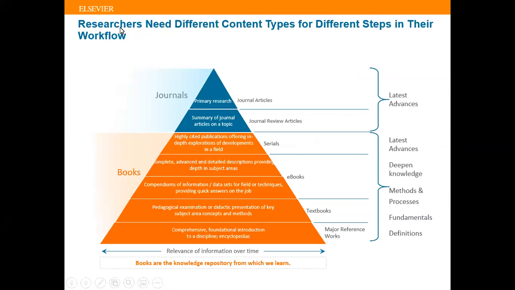In ScienceDirect, you can use it to search for both journals and book content, because researchers actually need different content types for different steps in their workflow. Normally, during the early stage of the research, they will refer to book content to find out about the fundamentals, definitions, methods, and processes.